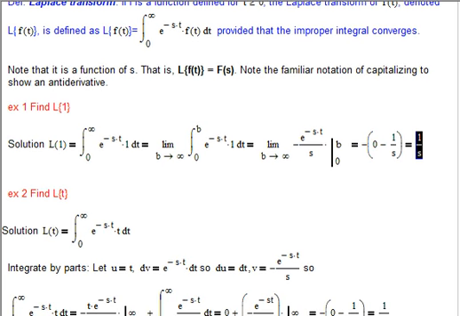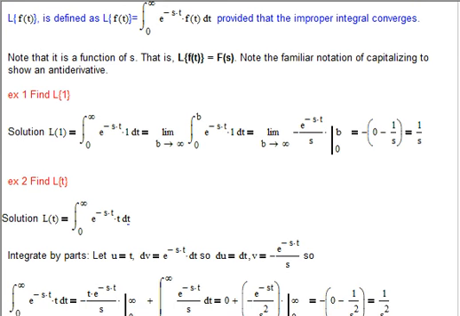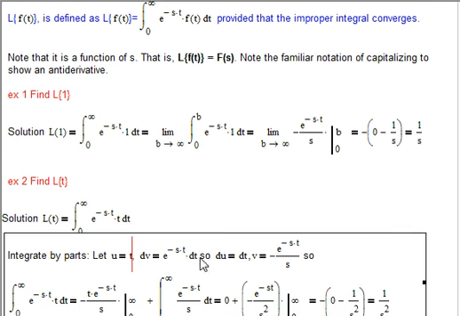And while we're at it, let's do another simple example. Find the Laplace transform of t. Well, that's the integral from 0 to infinity of e to the negative st times t dt. That one you probably knew. So we integrate that by parts. You're going to see a lot of that in this lesson. u equals t, dv equals e to the negative st dt, so du equals dt, and v equals the integral we just did in the earlier problem, e to the negative st over s.